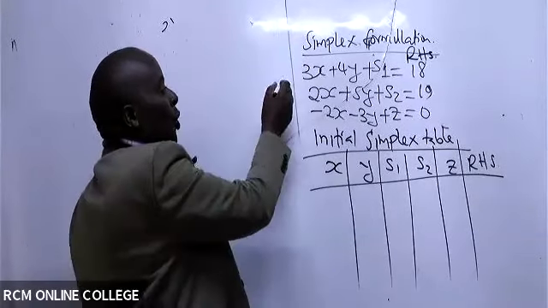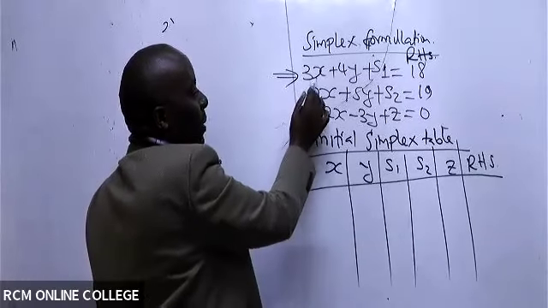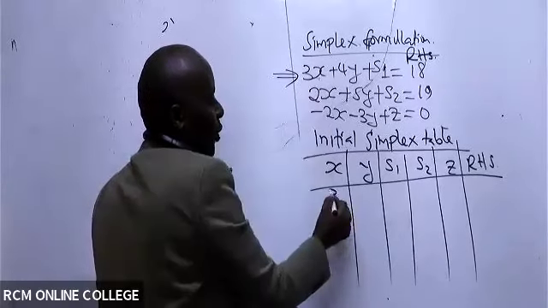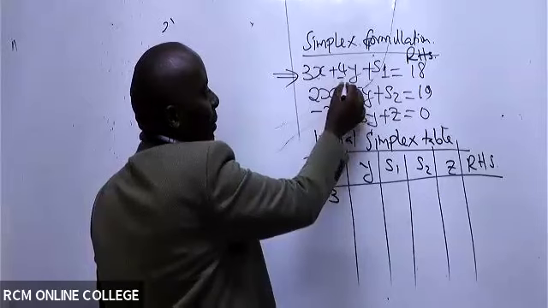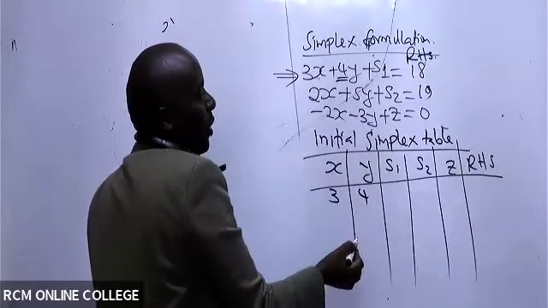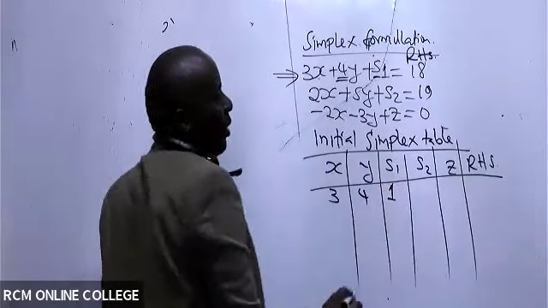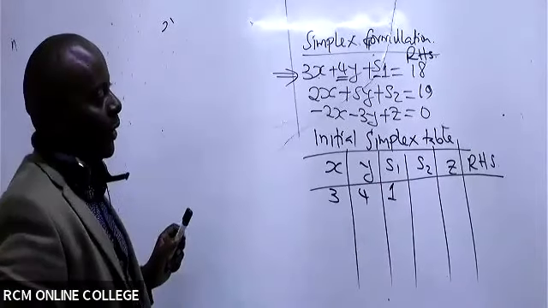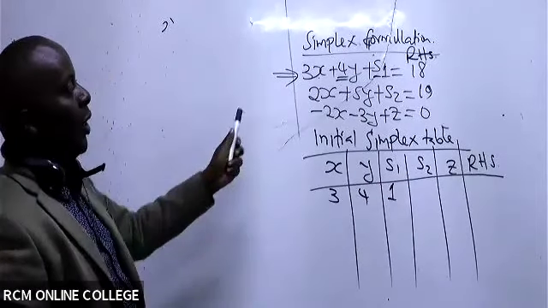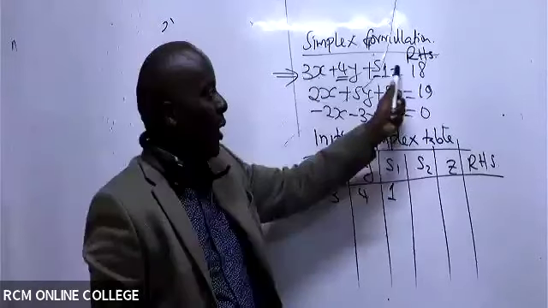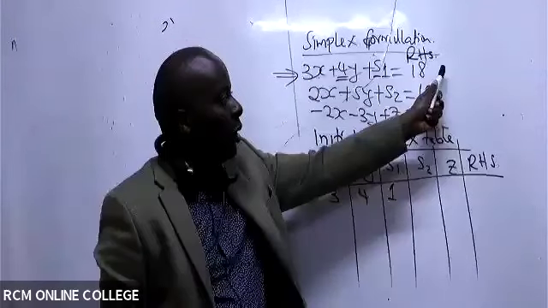We start with the first equation. The number before x is 3. The number before y is 4. The number before s1 is 1, so here we have 1 like that. And then if you look at this equation, there is no S2 at all.